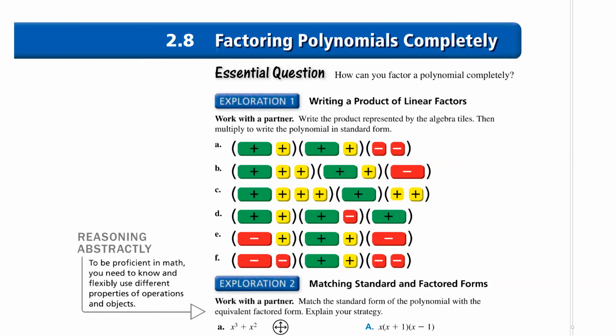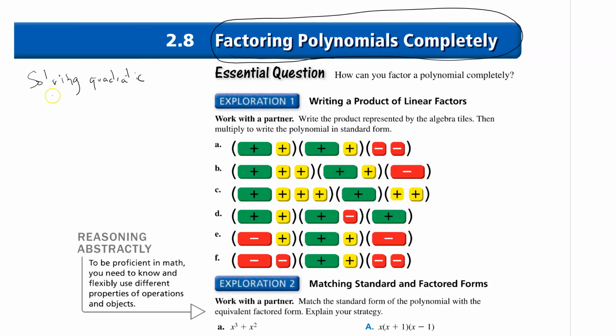Hello and welcome. In this lesson we'll be covering a couple different things. One, factoring polynomials completely, and two, solving quadratic equations by factoring.